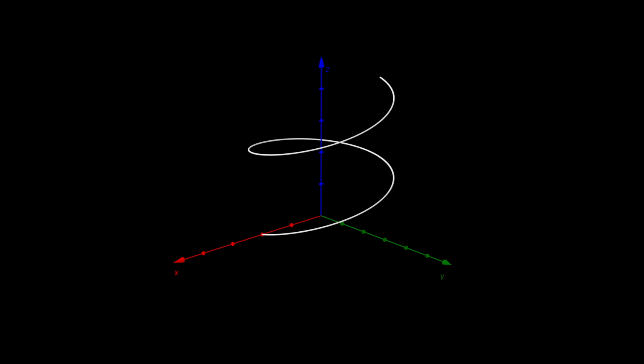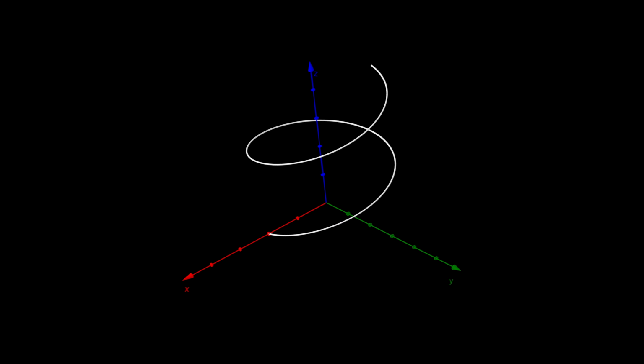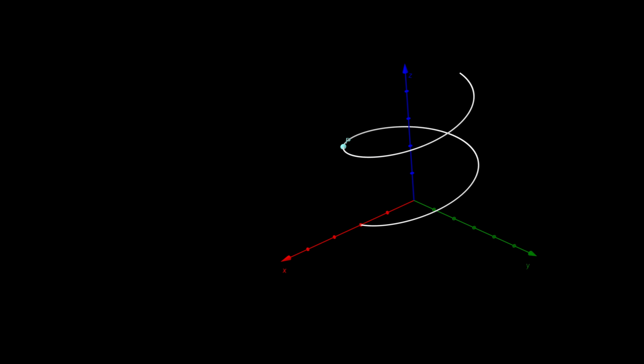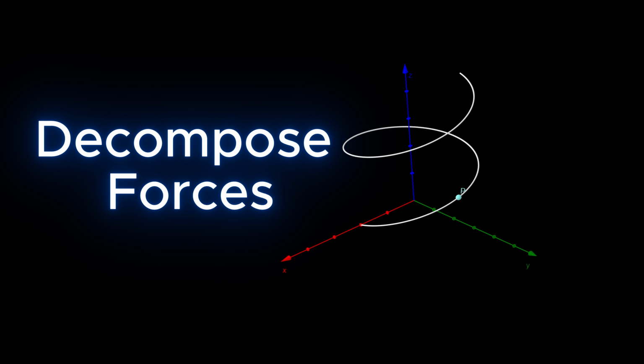Here we suppose that the path your roller coaster takes is this curve, and P is your current position. You aren't just moving in a straight line, you're actually twisting, climbing, and turning through 3D space. In physics, we use the moving trihedral to decompose forces acting on your specific position. And here's how to translate this to your physical experience.